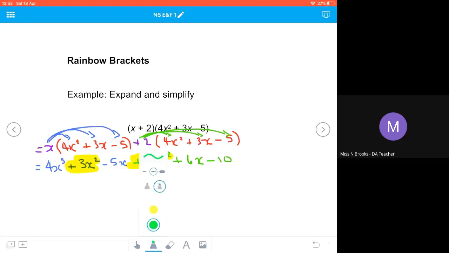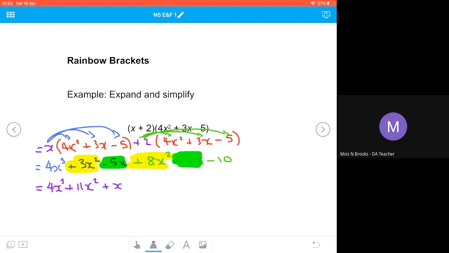And then we've got a negative 5x and a positive 6x. And we don't have any other cubic terms, and we don't have any other constant terms. So they'll just end up on their own. So we're going to bring down that 4x cubed. 3x squared plus 8x squared gives us plus 11x squared. Negative 5x plus 6x gives us plus x. And then we're going to take away the 10. And so our final answer is 4x cubed plus 11x squared plus x, take away 10.